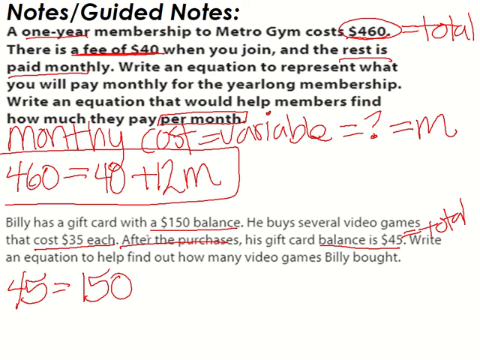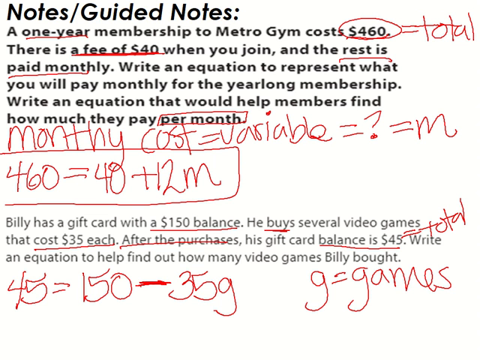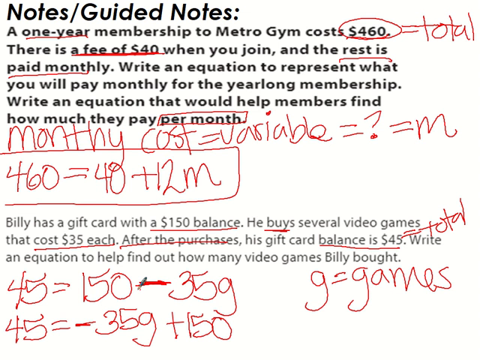Well, since we're spending the money, right, we're buying stuff, we're actually going to subtract $35 for each game. And I put G because they're talking about video games, right? So I put a G. Okay. Now, another way you could write it is you could go $45 equals negative 35G plus 150. So that's actually the exact same equation. I just like the first one because it shows me that I'm subtracting for every game that I buy. But either works. Just make sure your variable is with the $35 because that's what's changing every time.